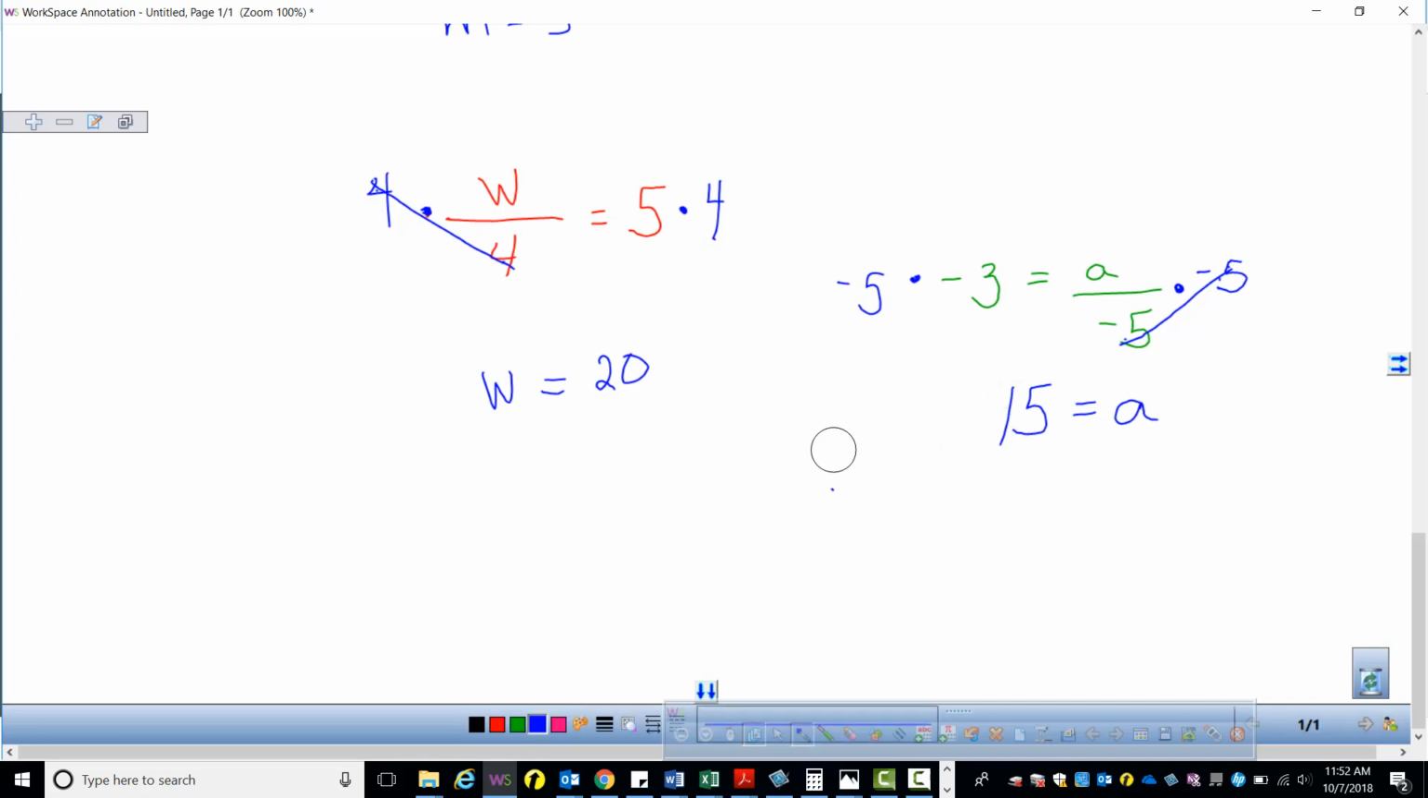Okay, so now that you watched that and you have some notes, you're going to try the practice in Canvas.